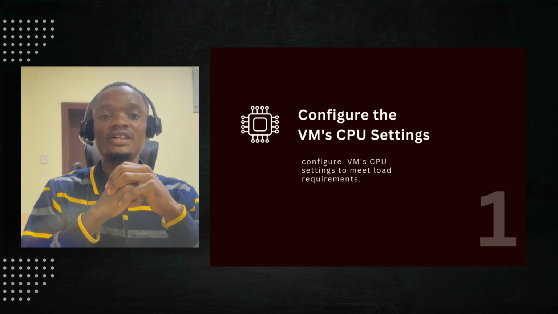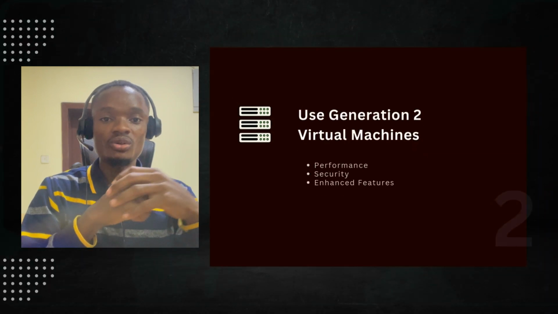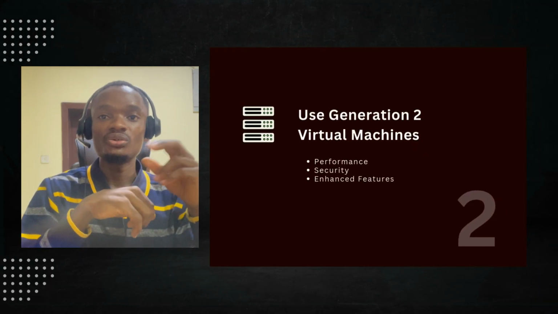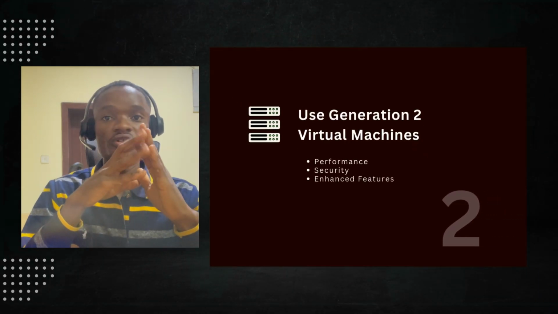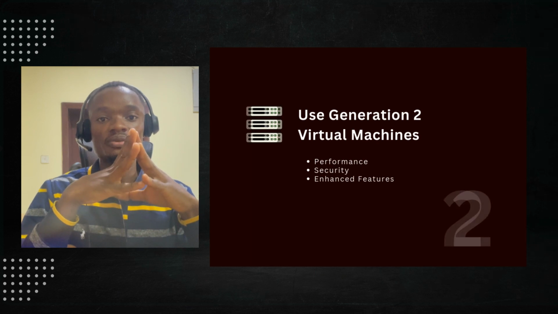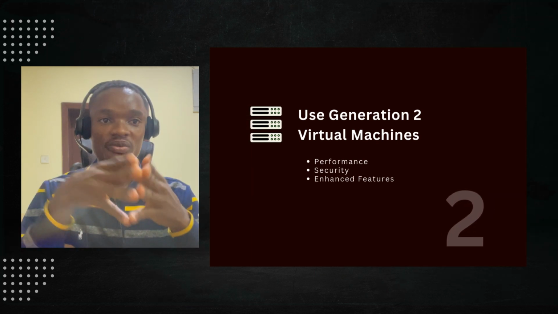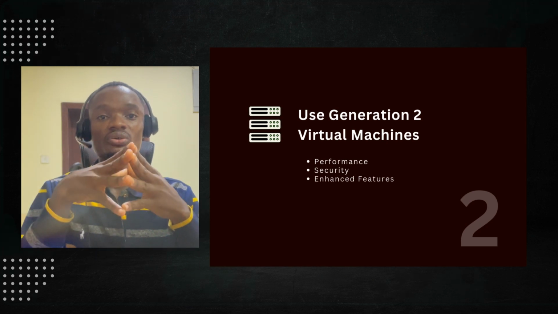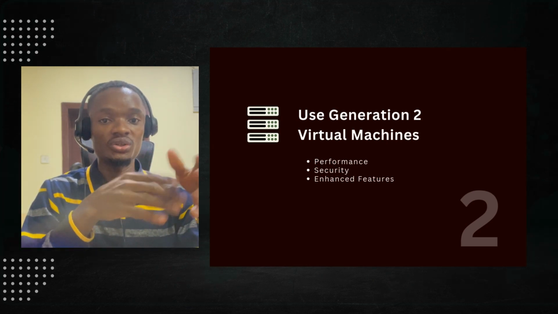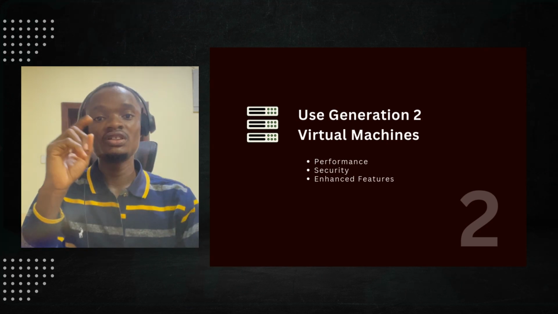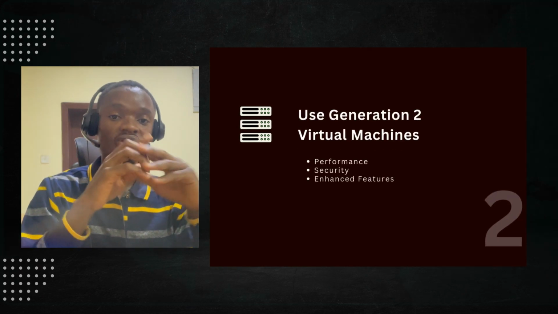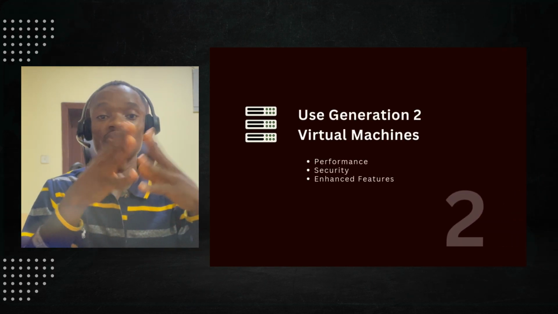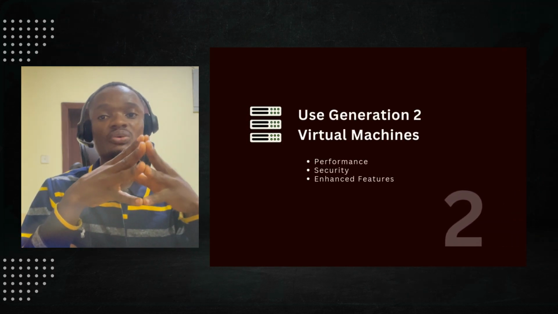to run inside another. Key number two, use Generation 2 VMs. If possible, always use Generation 2 VMs. This is because they offer better performance, improved security, as well as more advanced features compared to their Generation 1 equivalent. They directly support secure boot as well as Trusted Platform Module, which enhances security.